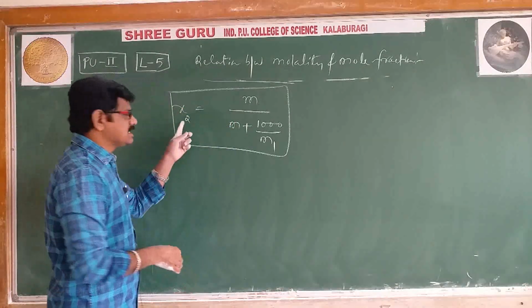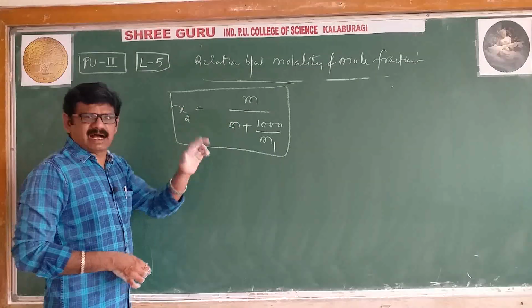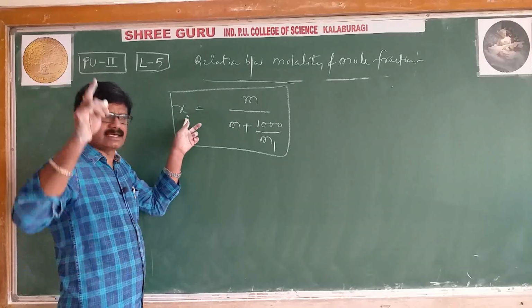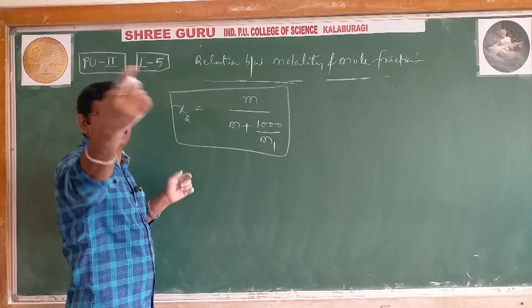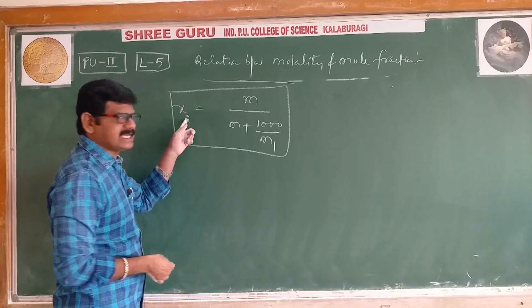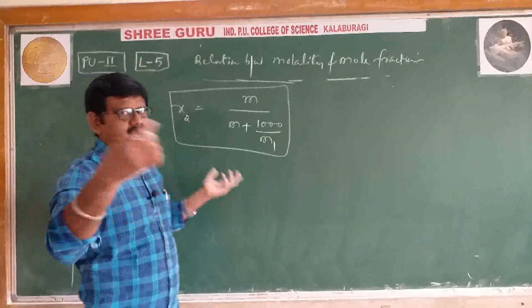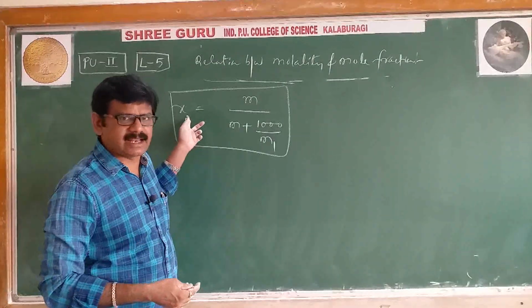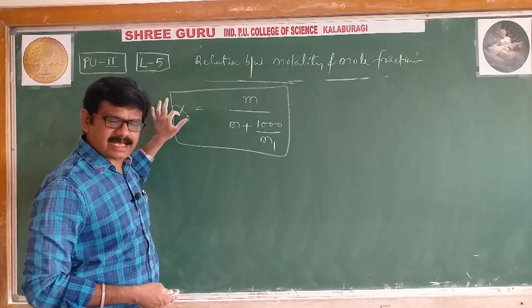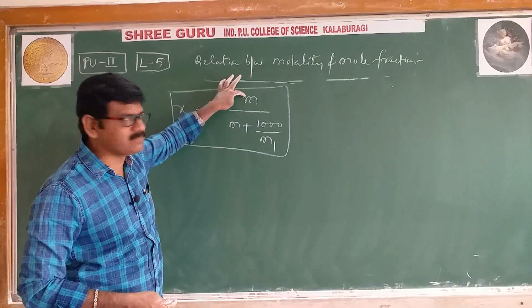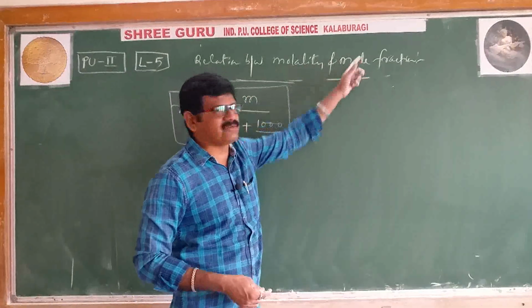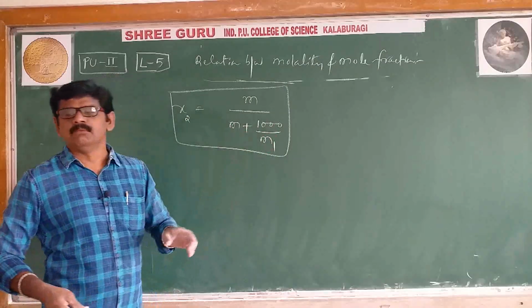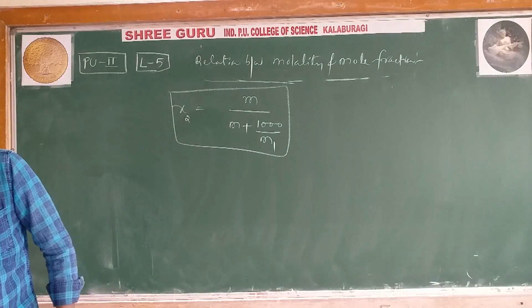If you want the mole fraction of solvent, what to do? Very simple, because for solute and solvent the sum of mole fractions always equals 1. Whatever value you get, 1 minus this value gives the other: first you get x2, then 1 minus x2 gives x1. If you know any one value, the other can be calculated. The mole fraction of solute is equal to molality divided by molality plus 1000 by molar mass of solvent.